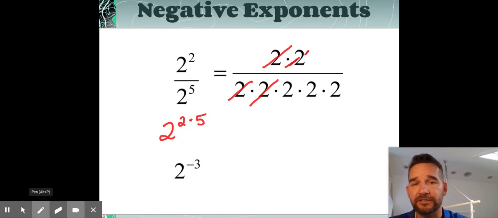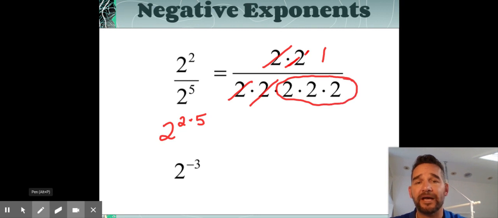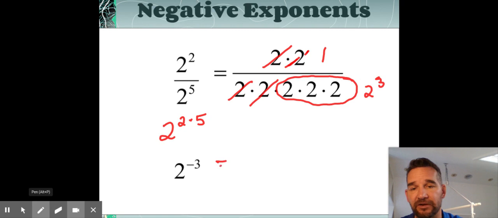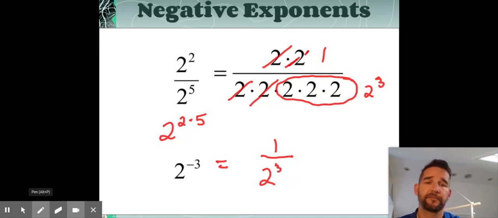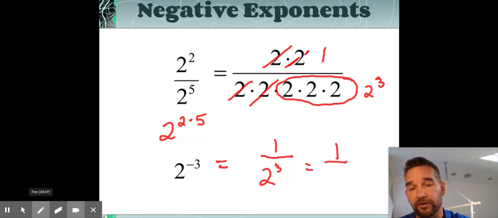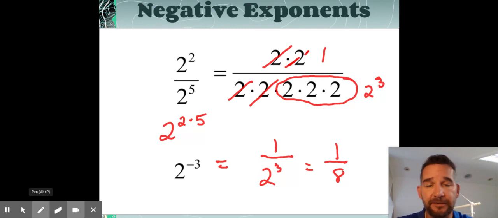Now, when you do that, you're just left with the number 1. But look at what we have on the bottom. 2 times 2 times 2, which when written as an exponent is 2 to the third. So it looks like the answer to this is going to come out to be 1 over 2 to the third. And it is. Now, if I wanted to evaluate that and do the math on it, I could also say that the answer is 1 over 8, because 2 times 2 times 2 is 8.